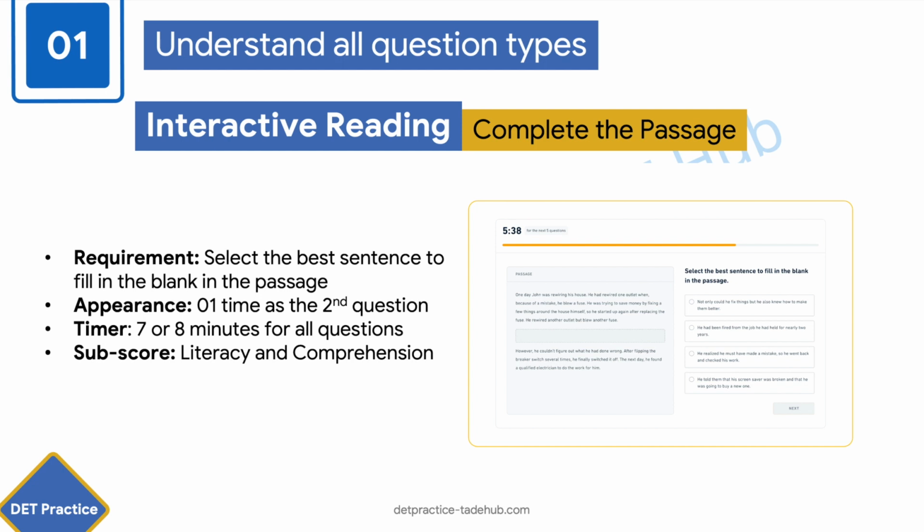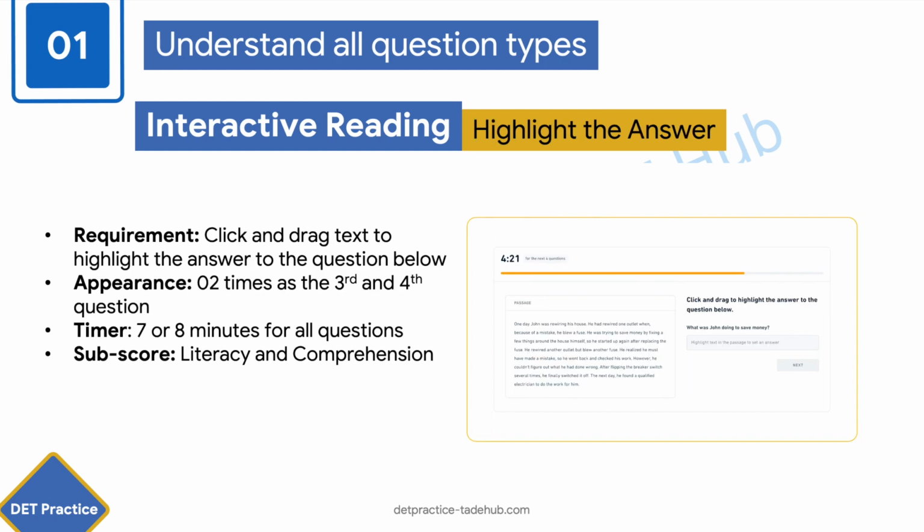Test takers need to select the best sentence to fill in the blank in the passage to make it a complete paragraph. The next item type is highlight the answer. In this question, DET takers need to click and drag text to highlight the answer to the question below. This question appears 2 times in every set of interactive reading.